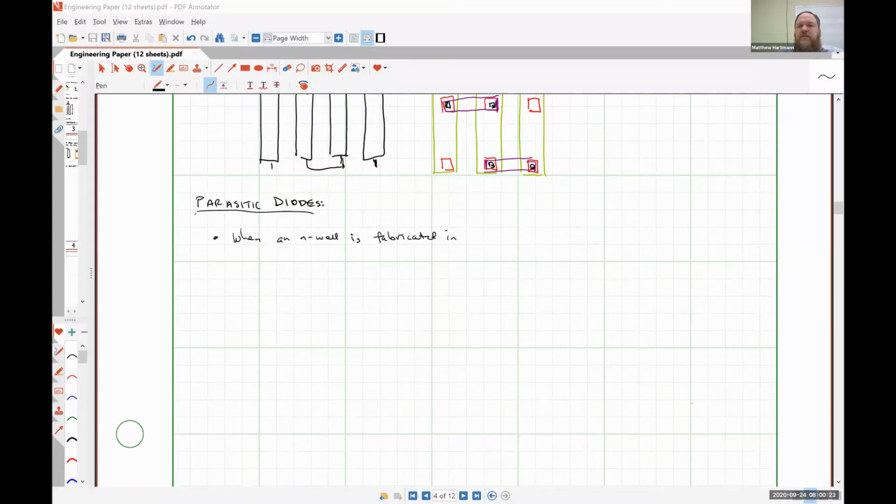So I believe when we left off, we had just begun talking about parasitic diodes before my computer spazzed out. So let's continue from there.